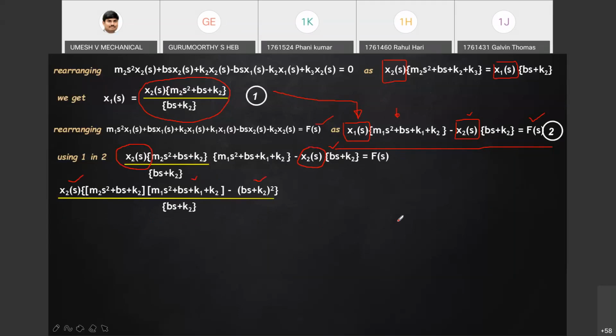One equation, Laplace transform, s, x2 of s. Okay, equals to f, means this, ps k2.